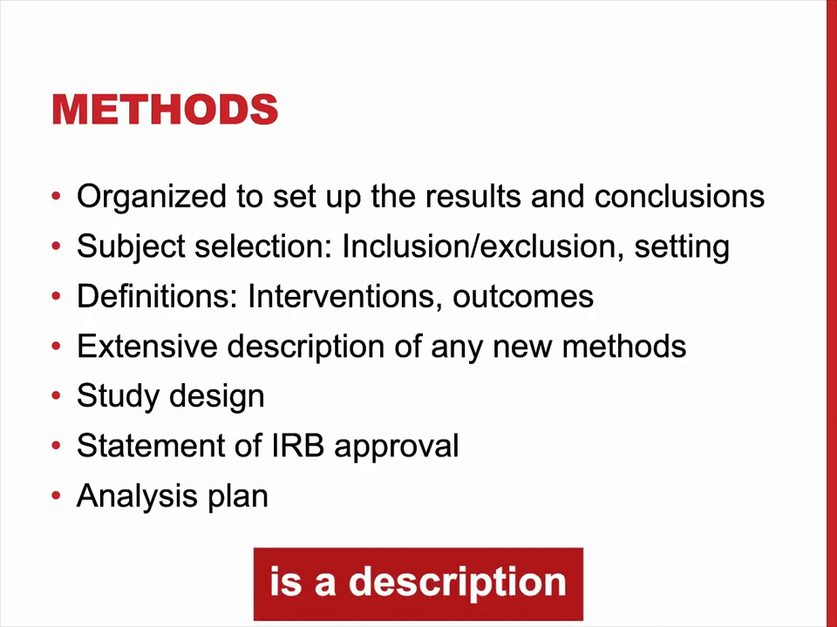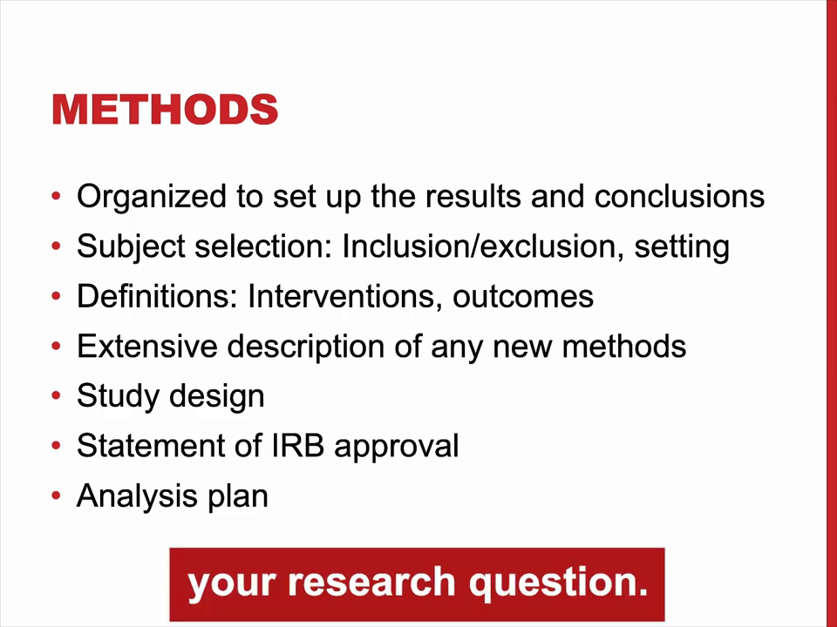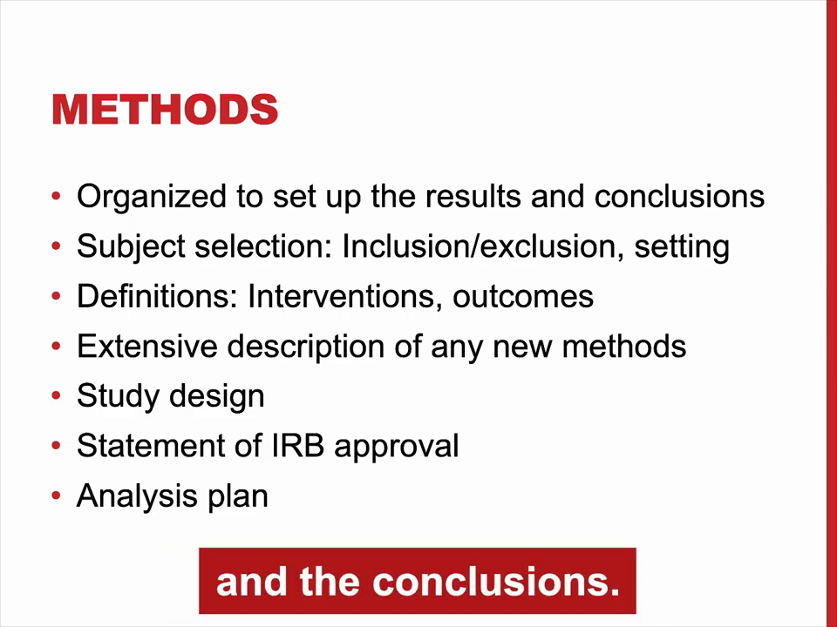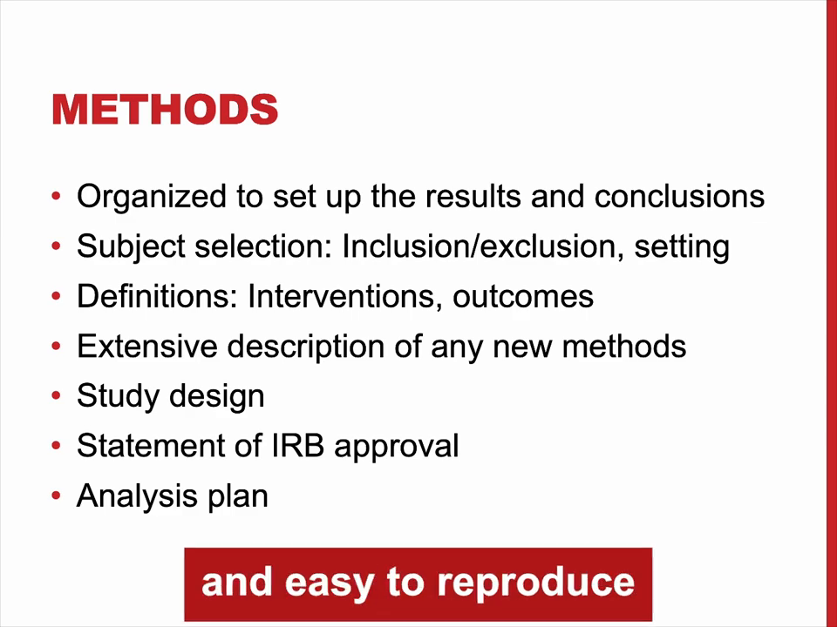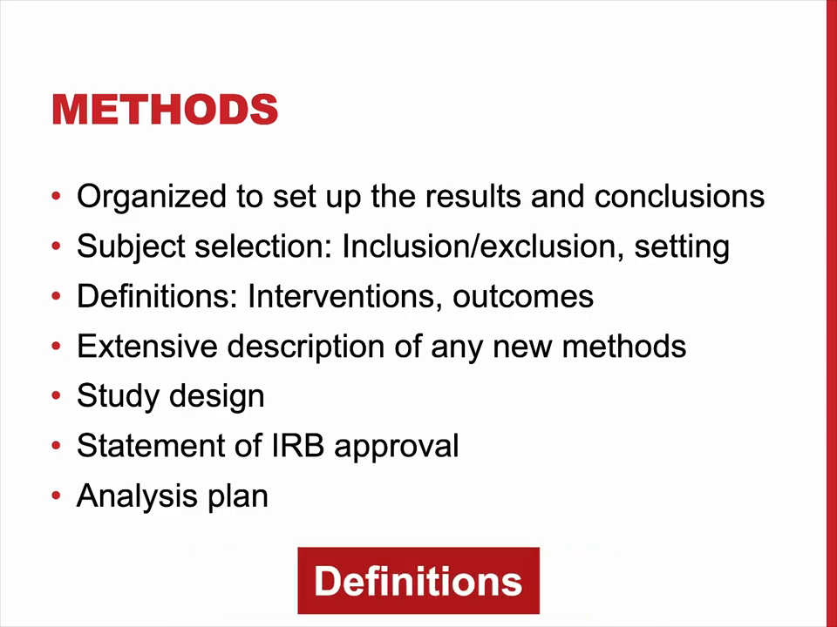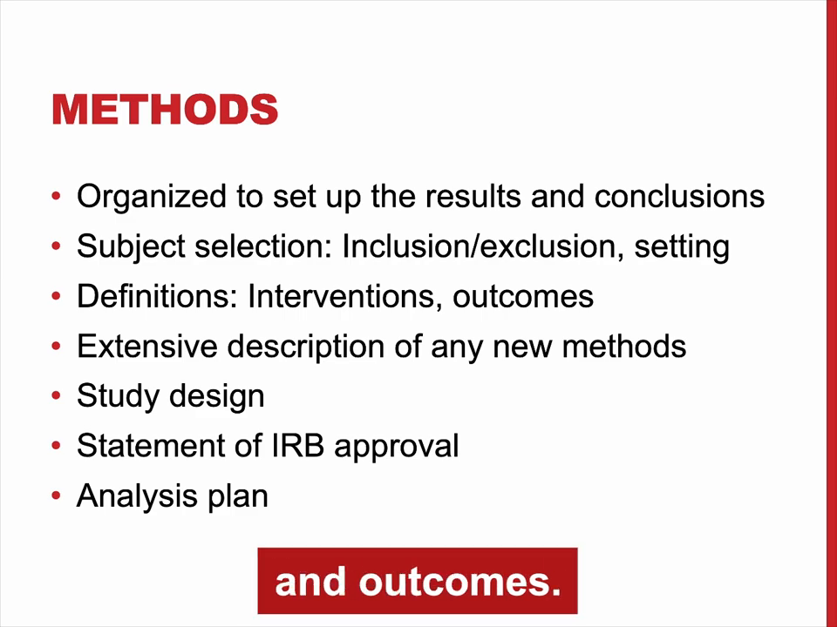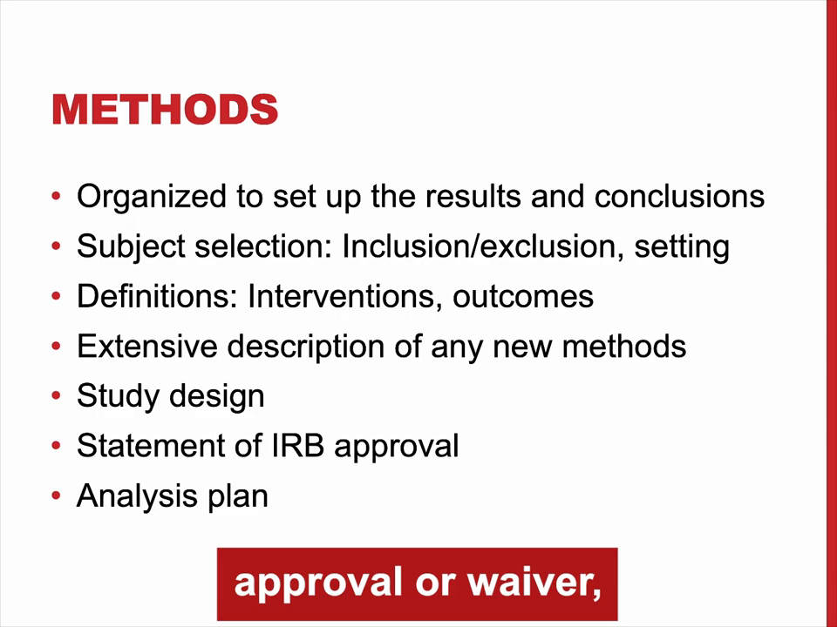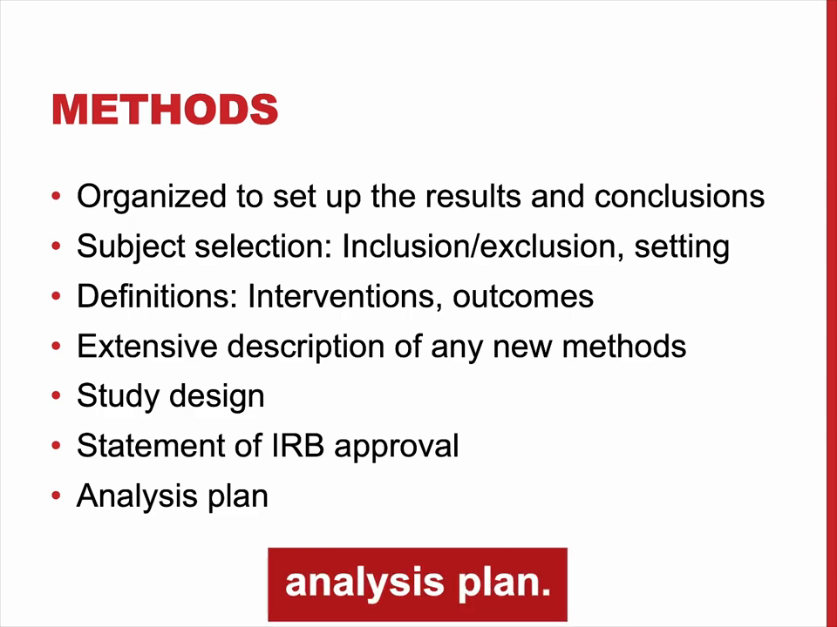The method section is a description of how you intend to answer your research question. It is organized to set up the results and the conclusions. The method should be clear and easy to reproduce and include the subject enrollment criteria and the setting, definitions of interventions and outcomes, extensive descriptions of new methods, measurement scales to be used and whether they are validated, the study design, a statement of IRB approval or waiver, and the statistical analysis plan.